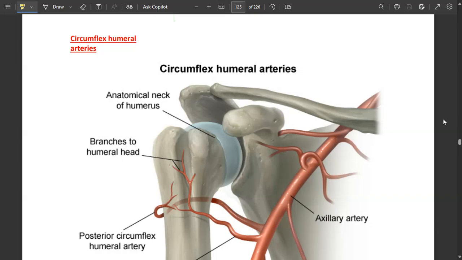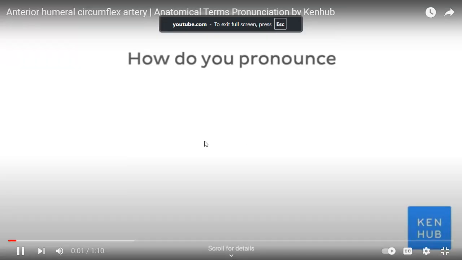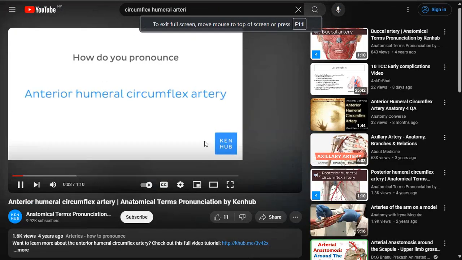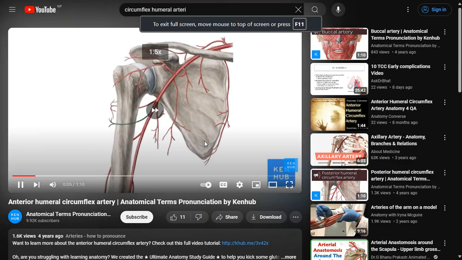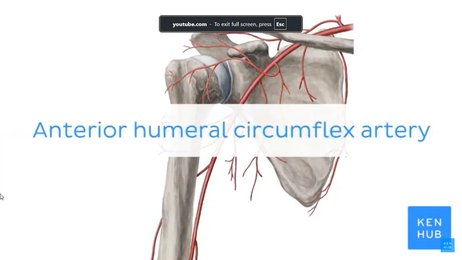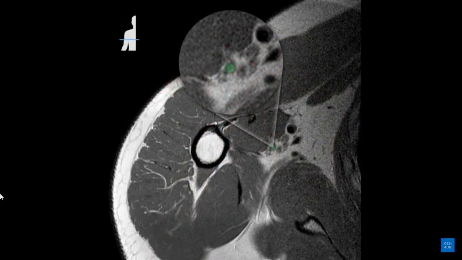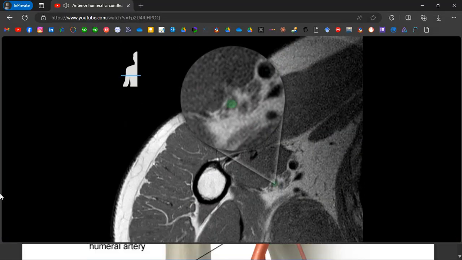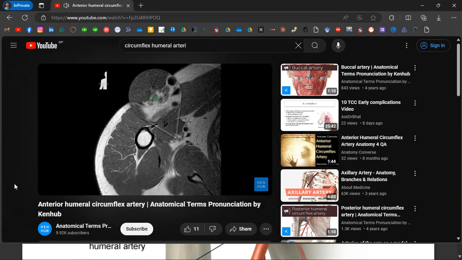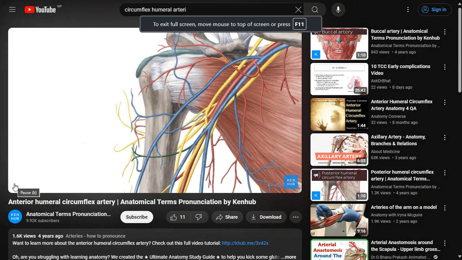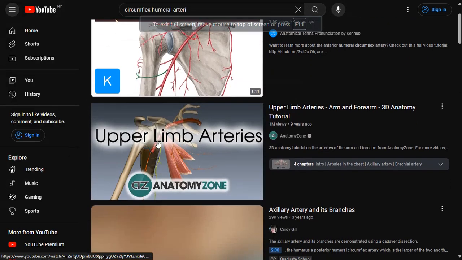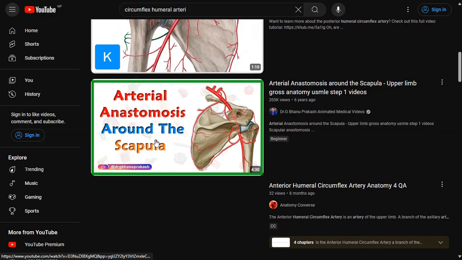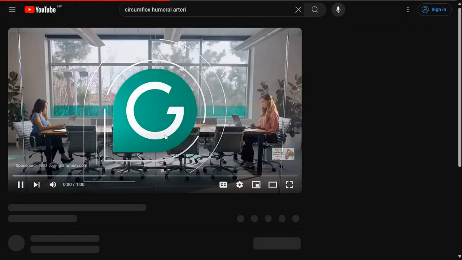Let's talk about circumflex humeral arteries. So circumflex humeral arteries. Let's watch a video first. Okay. Wait. Let's watch a very short video. I think this will do.